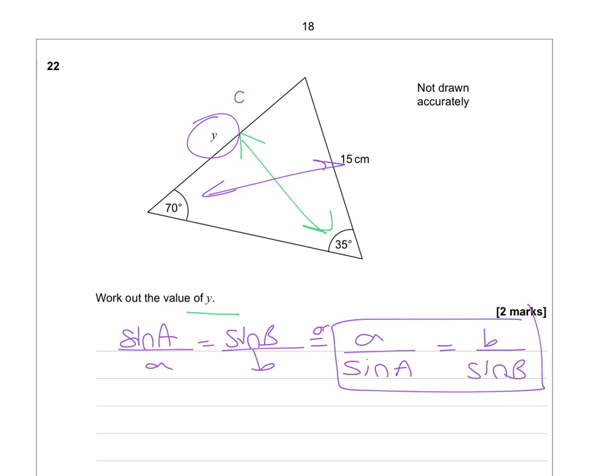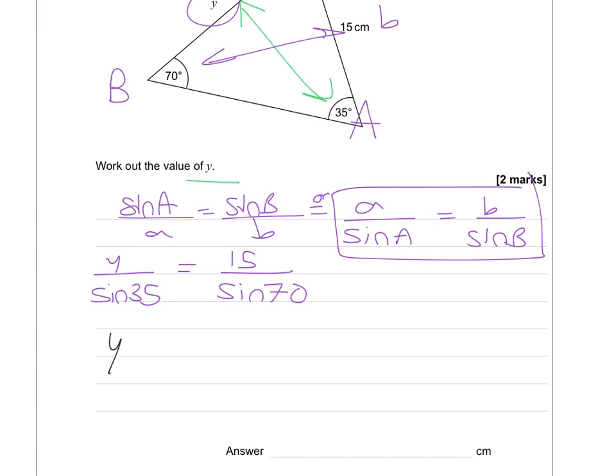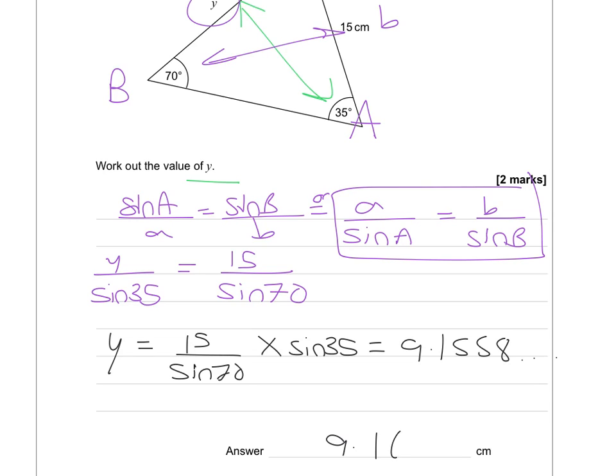We're going to use this version here as we're looking for a side. So effectively this is A and this is capital A, this is lowercase b and this is capital B. So we know that y divided by sine 35 equals 15 divided by sine 70. Now rearranging this, y is equal to 15 over sine 70 multiplied by sine 35, which comes to a value of 9.1558, which is 9.16 centimetres to 3 significant figures.